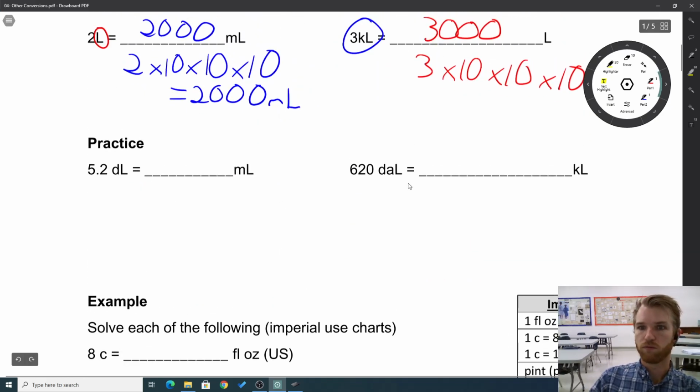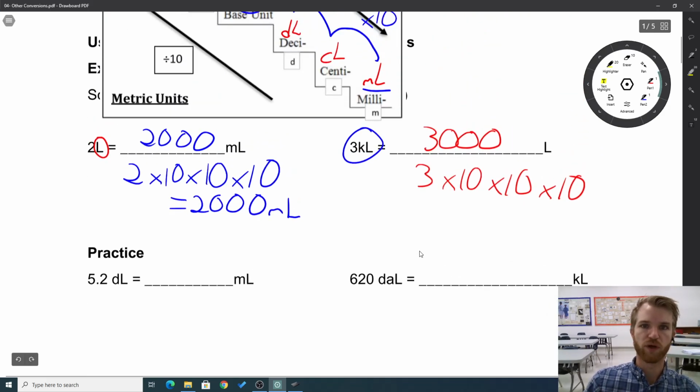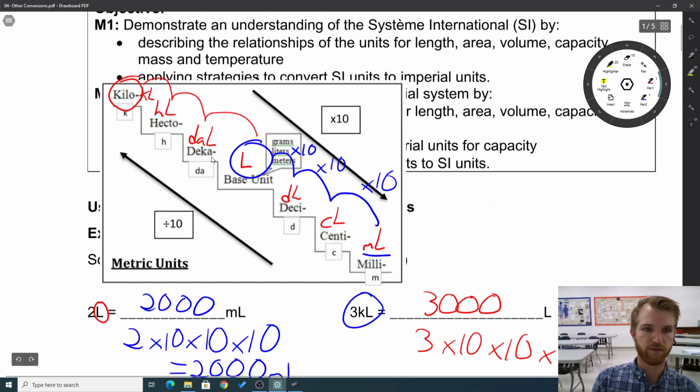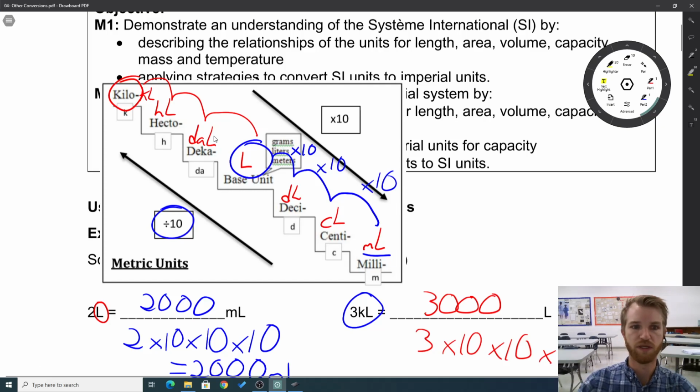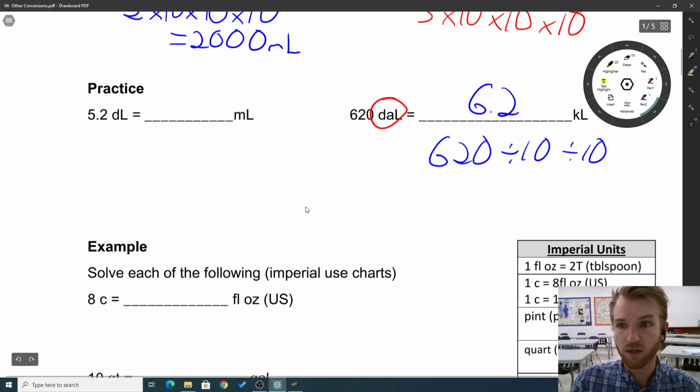Going the reverse way, I'll do this example here. Going the reverse way, you're dividing by 10. This example starts at deca and goes up 2 steps to kiloliters. Use blue here. Up 1, up 2. If we're going up, for every step we go up, we're going to divide by 10. Bigger units, we need less of them. We went up 2 steps, so we'd say 620 divided by 10 divided by 10 to get 6.2. And that's it for metric.